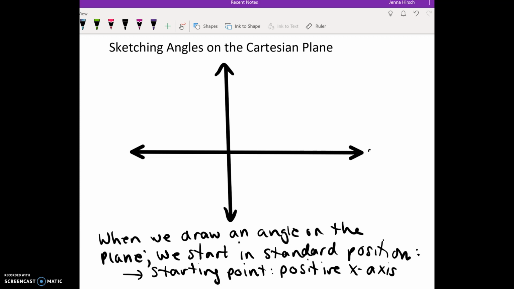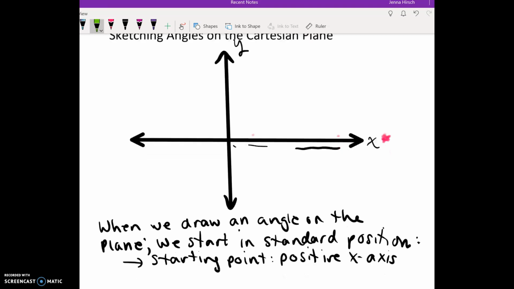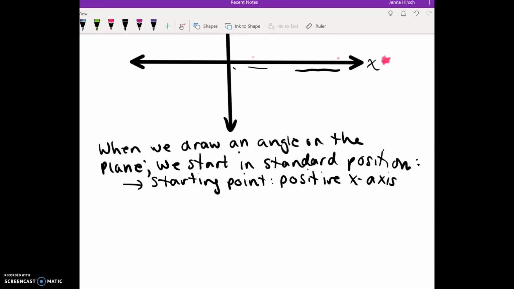Now remember, our x-axis is the one that runs horizontally, our y-axis is the one that runs vertically. So remember that these are the positive values, here's 0 and all the positive numbers over here, and these are the negative values. So that means when we sketch an angle on the Cartesian plane, we are going to start at this axis right here. Now there's a few other things that we need to make sure that we're comfortable with too, and I mentioned this in the online notes, but let's review it, and that is, what does it mean to have a positive angle and what does it mean to have a negative angle?